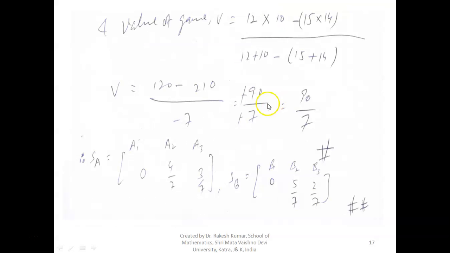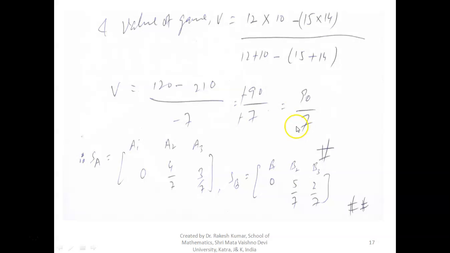So I get P2 as 4 upon 7 and P3, which is 1 minus P2, as 3 upon 7. Similarly, we can find Q2, and it comes out to be 5 upon 7. This minus sign cancels like this. Then Q3 is 2 upon 7. The value of the game now, putting the corresponding values from that 2x2 matrix, is 90 upon 7.